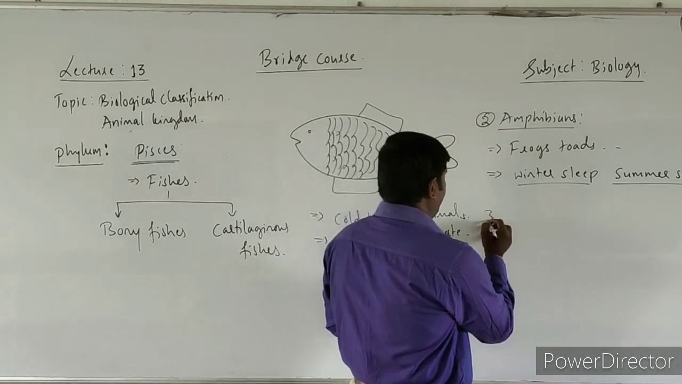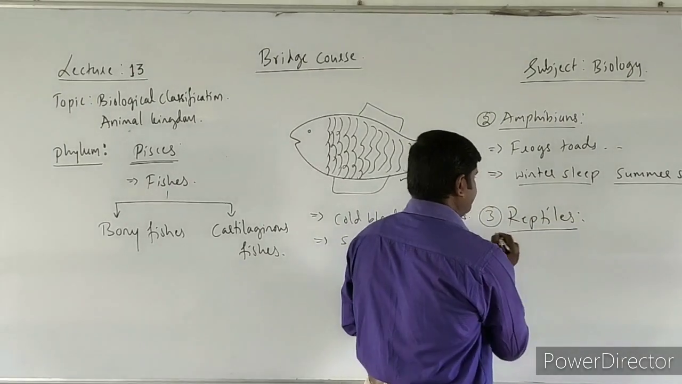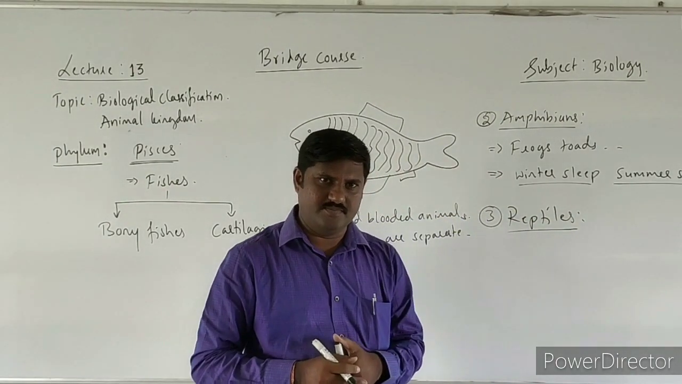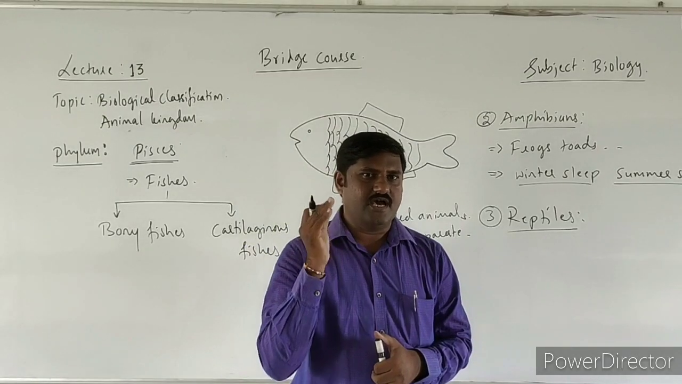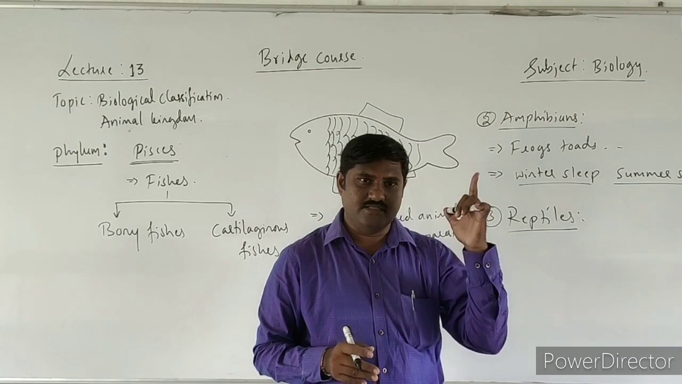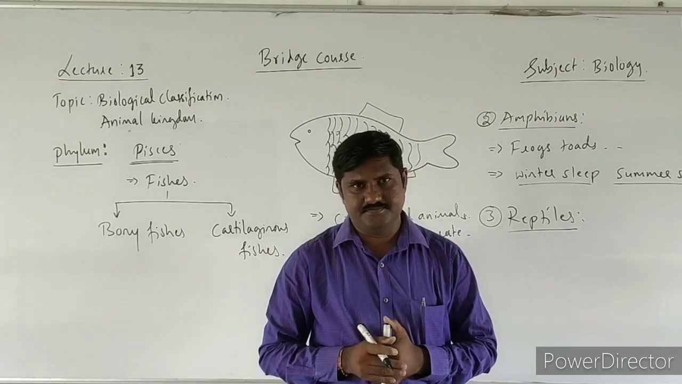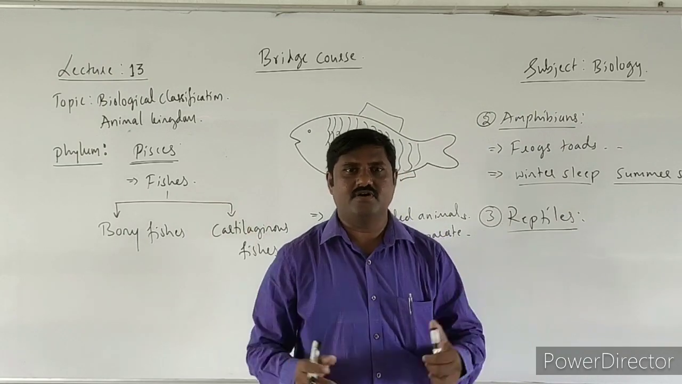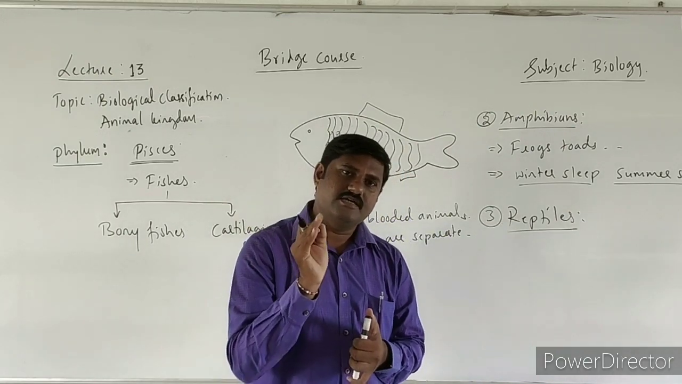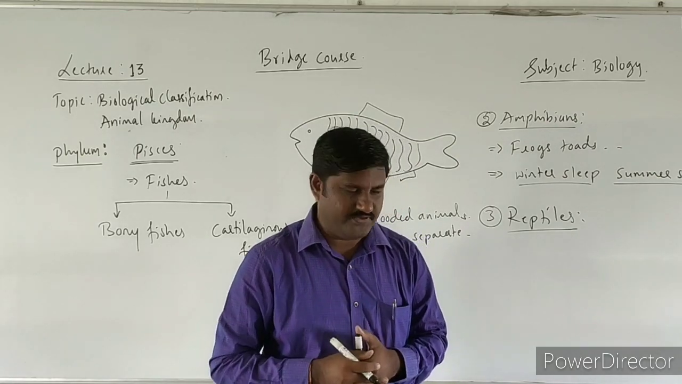And the next group of animals is reptiles. Reptiles are special type of animals, as we have studied in the previous classes. In the Jurassic period, these animals were dominant on this earth. Great lizards were living on this earth. They are dinosaurs, as you might have seen in the Dinosaurs movie, right?